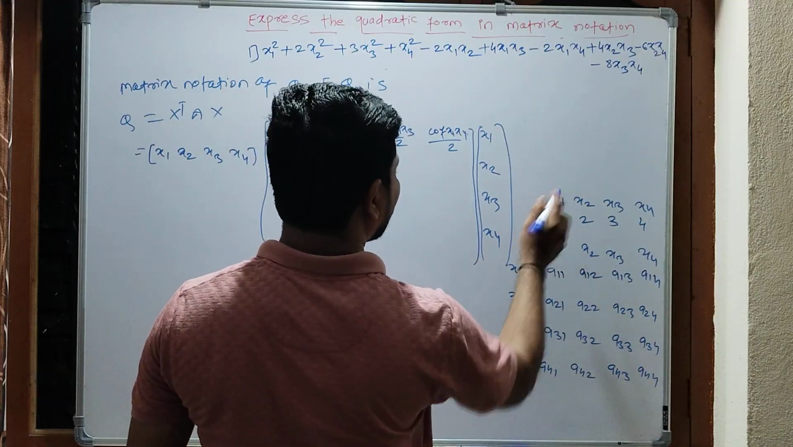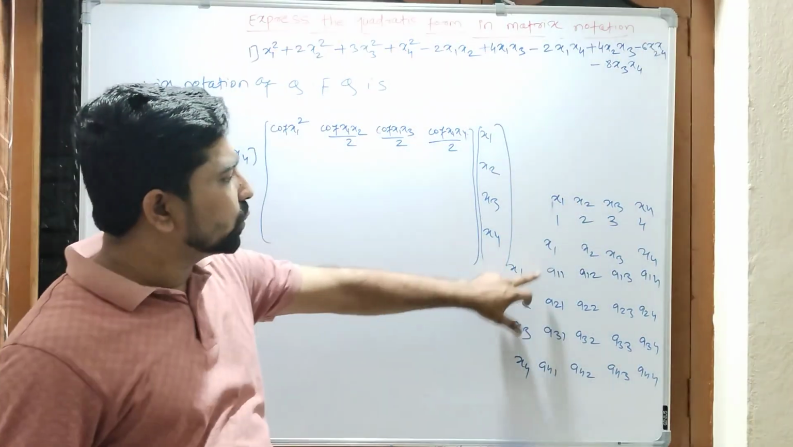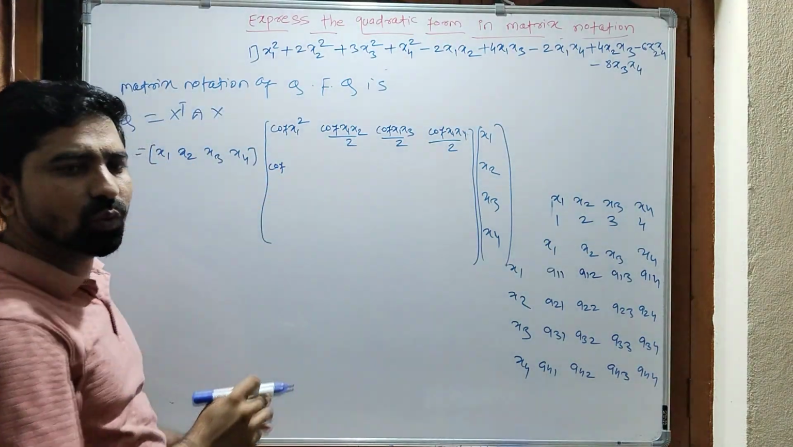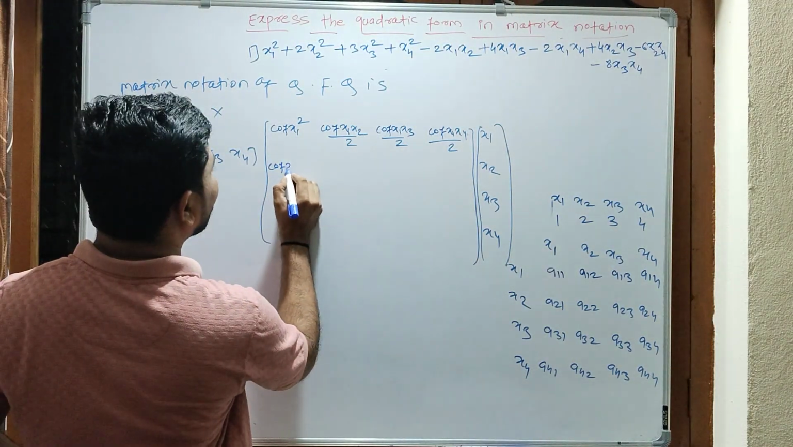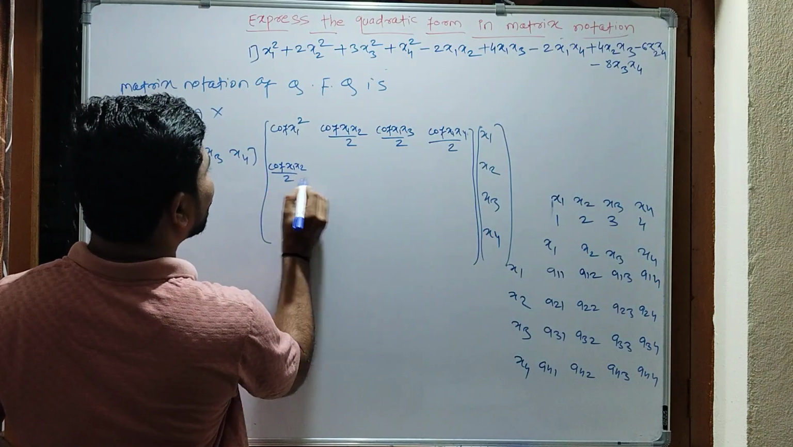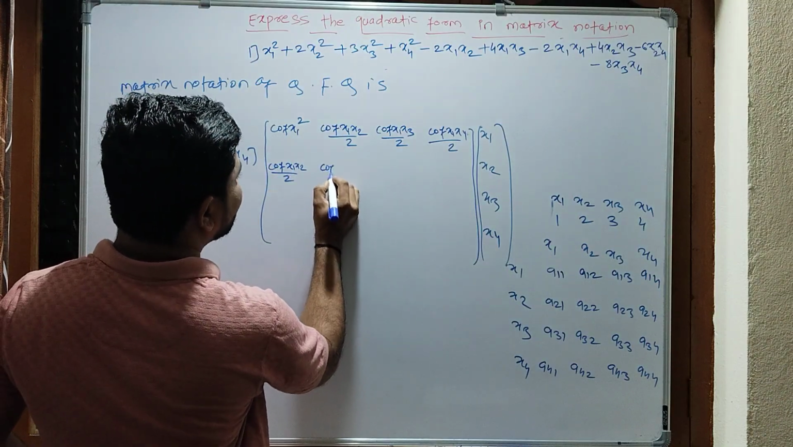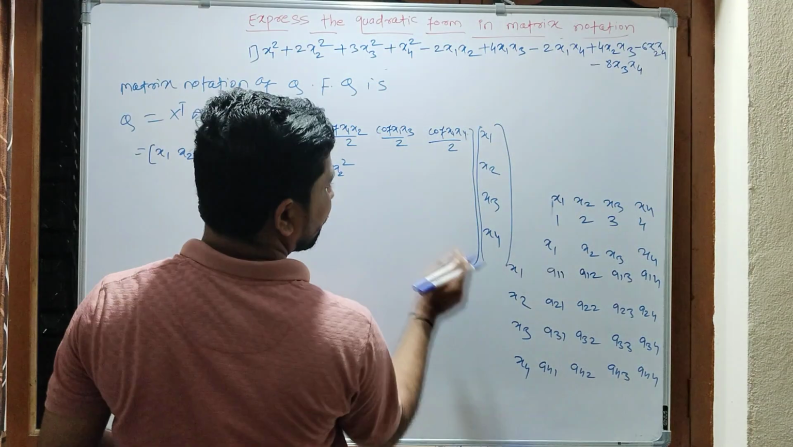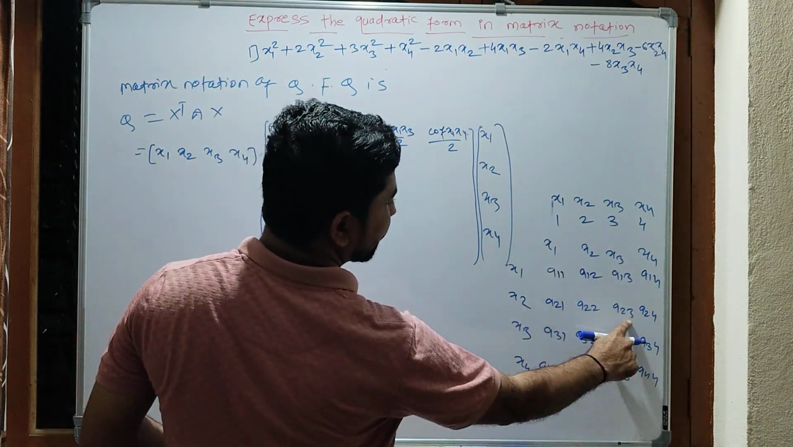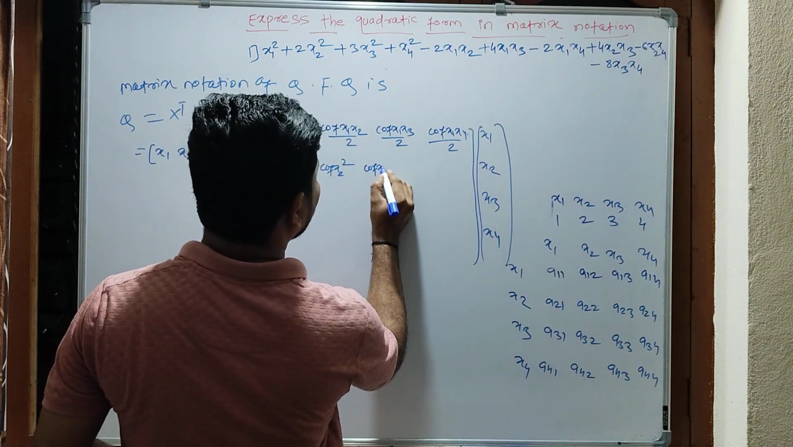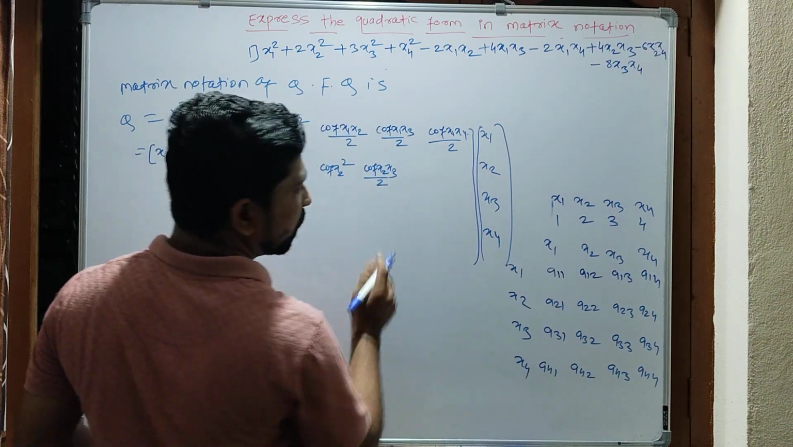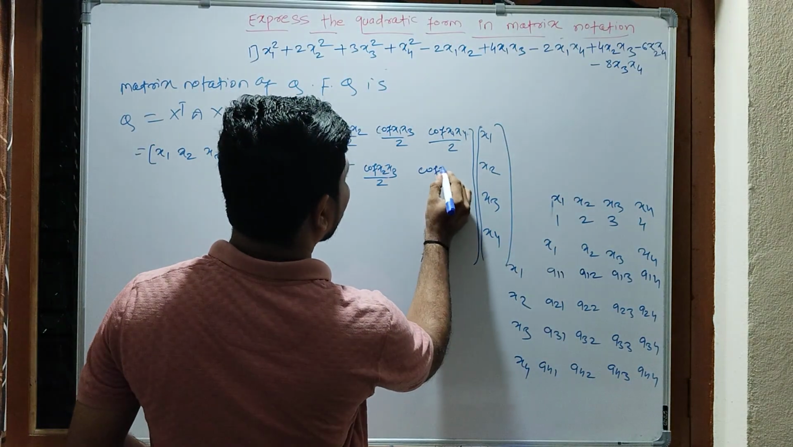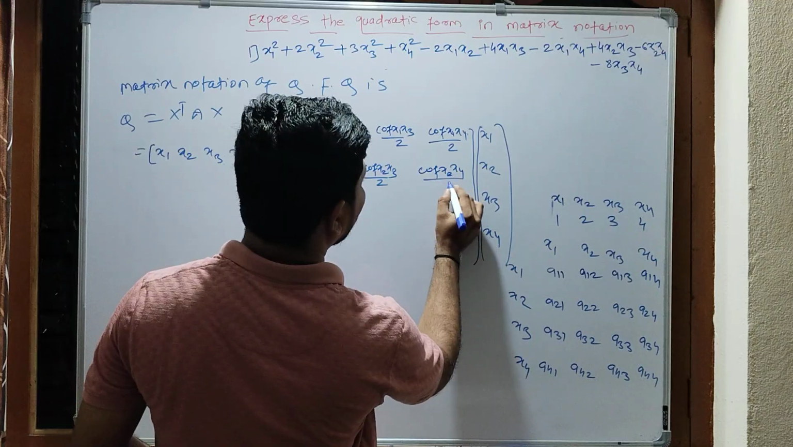Now the second row, x2 x1. The coefficient of x1 x2 is the same as x2 x1, so I write the coefficient of x1 x2 divided by 2. Then the coefficient of x2 square. Then x2 and x3: the coefficient of x2 x3 divided by 2. Then x2 and x4: the coefficient of x2 x4 divided by 2.